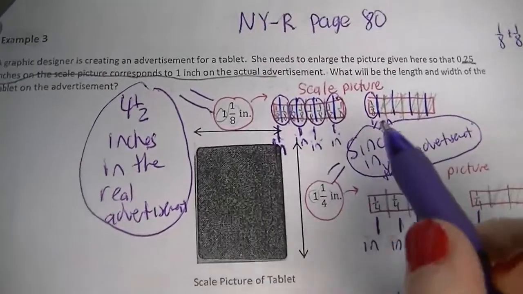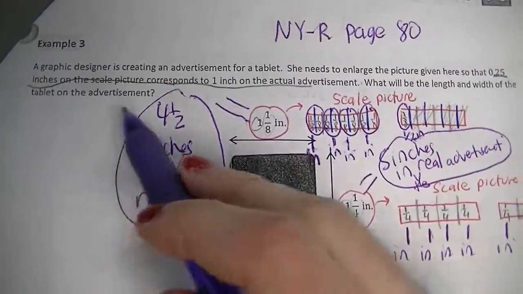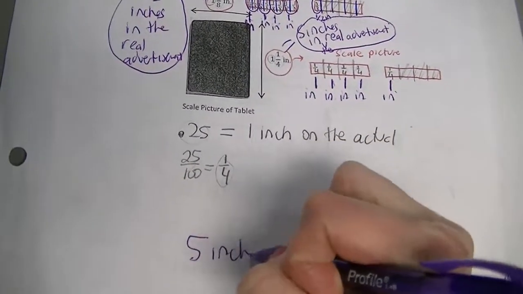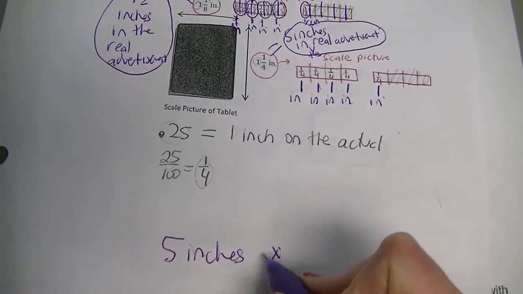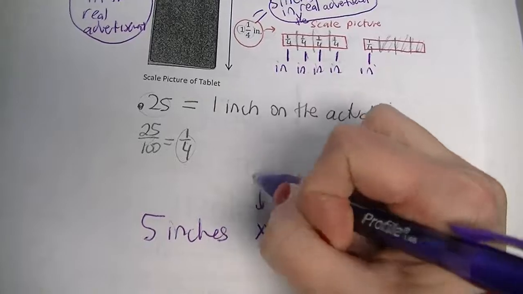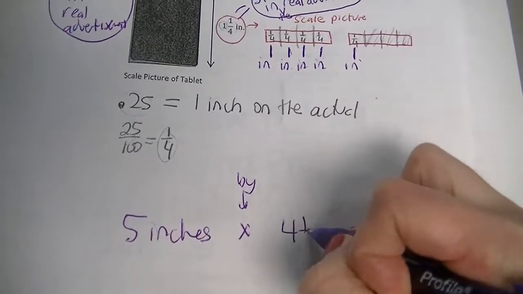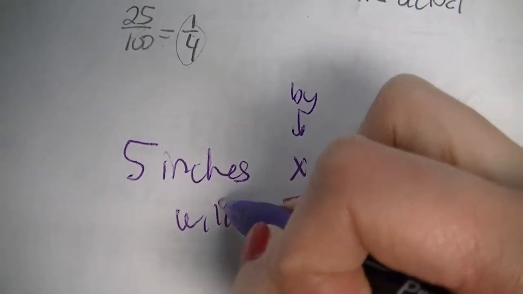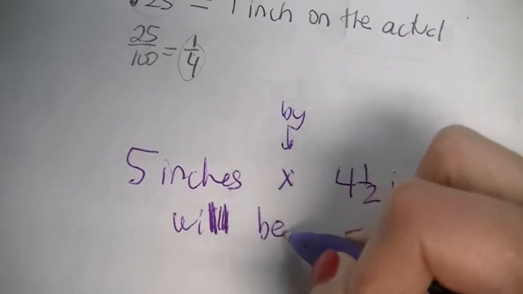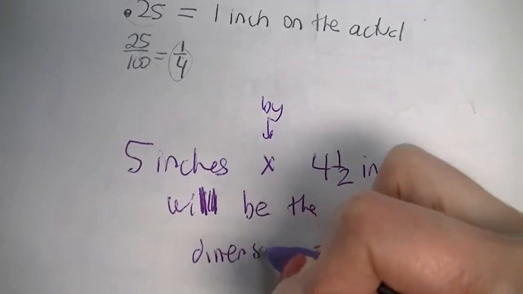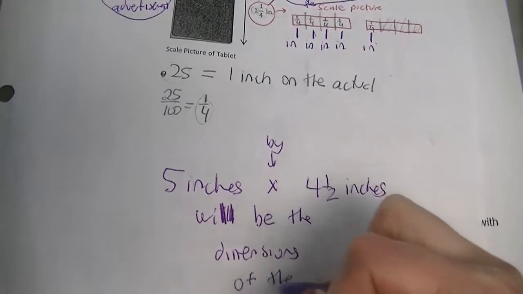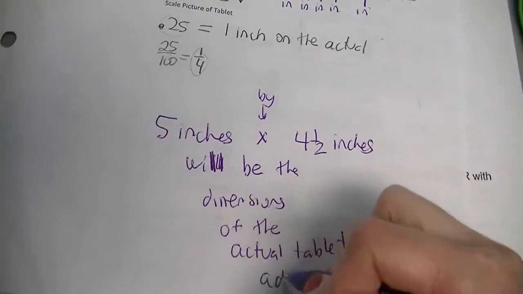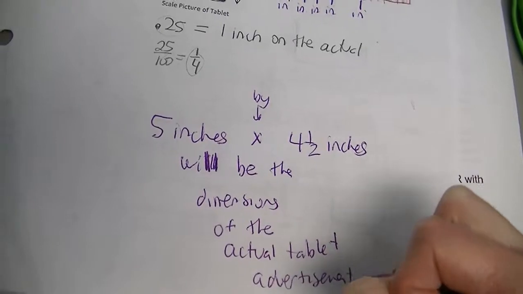Okay, so to answer our question, what will be the length and width of the tablet on the advertisement? It's going to be 5 inches, and that doesn't mean multiplied necessarily. It's not 5 inches times. It's 5 inches by 4.5 inches. That will be the dimensions of the actual tablet advertisement. Okay?